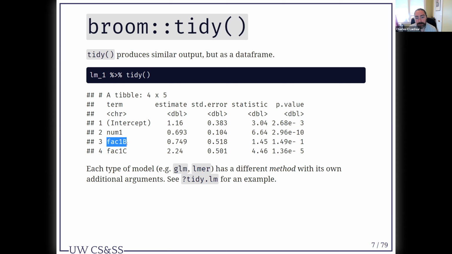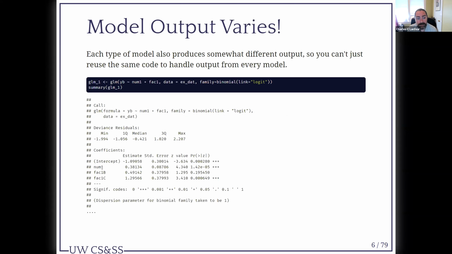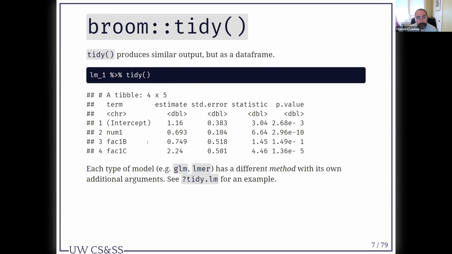So fact1 here had levels A, B, and C. A is a reference category, so it's omitted. And so these are the levels for B and C. These are the same parameters we saw right here: num1, fact1b, fact1c, the intercept. Okay. And then instead of saying coefficient, standard error, z value, or whatever, it now just says generally an estimate, a standard error of that estimate, a statistic, the statistic being a t-value, a z-value, or whatever your model outputs, and then a generic p-value. So for frequentist models, anyway, you get this stuff. Tidy does support Bayesian models, and it does have a different output for Bayesian models, as one might expect.